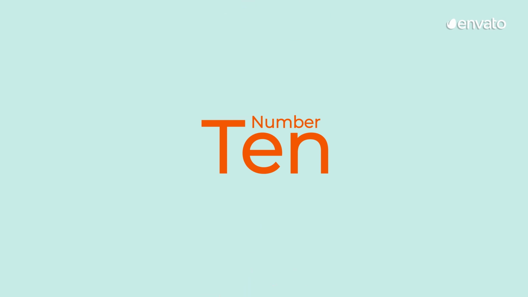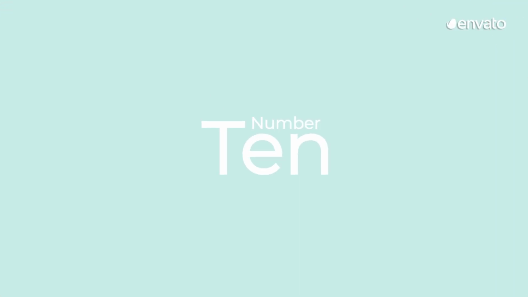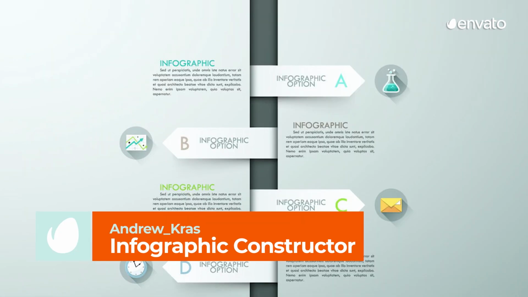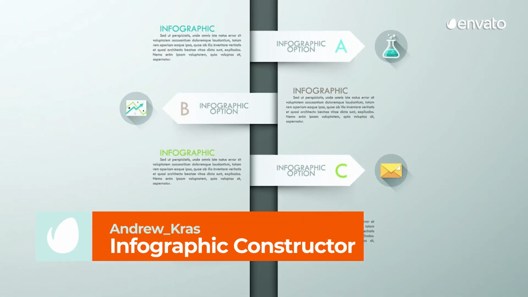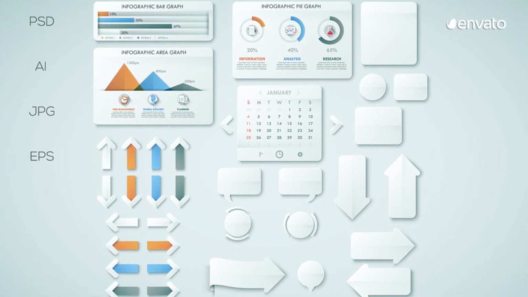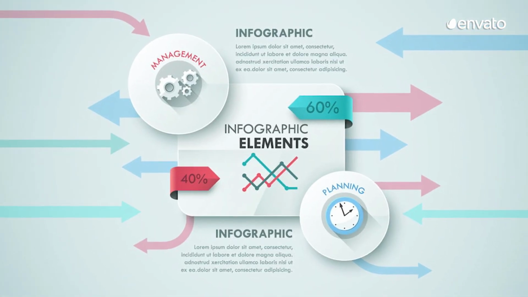Number 10. Infographic Constructor by Andrew Crass. The Infographic Design Kit starting off our countdown today contains a range of geometric shapes, including squares, arrows, rectangles, and circles, as well as charts and calendars.